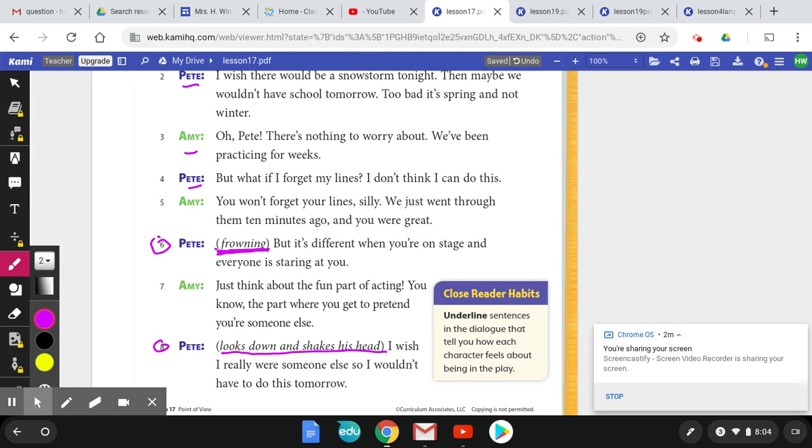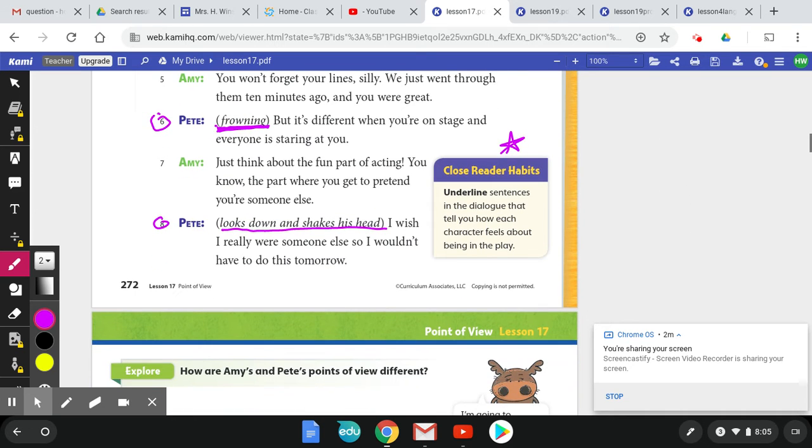After reading this play, you should go back to the closed reader habits. And it says underline sentences in the dialogue. And the dialogue is just the conversation they're having. And that's what Pete and Amy are having. Look, underline sentences in the dialogue that tell you how each character feels about being in the play. So you would want to go through and underline different things about each character, about how they feel about being in the play. So this is actually a play about a play.